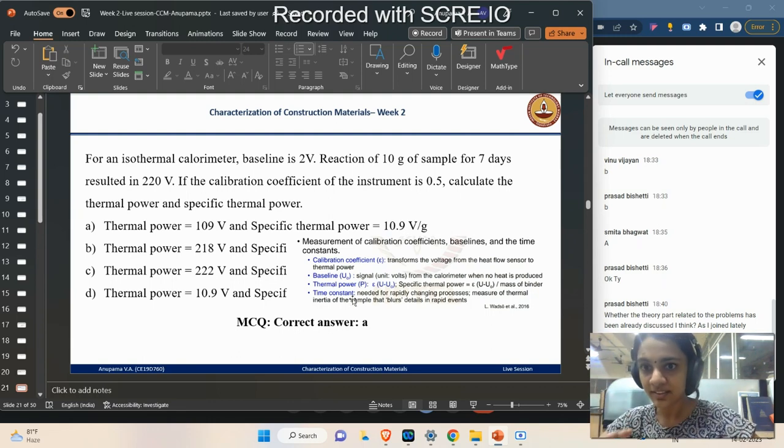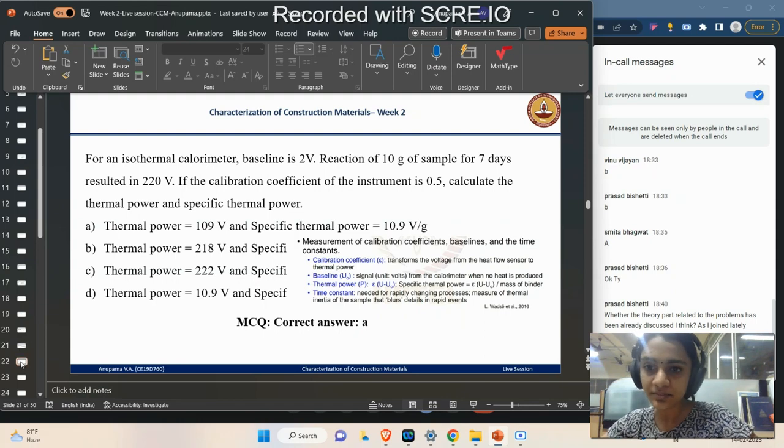So thermal power is calibration coefficient into U minus U naught, where U is the volt or the output at a particular number of days at a particular duration, and U naught is the baseline whenever there is no heat production. And the specific thermal power is the thermal power divided by the mass of the sample you kept inside the isothermal calorimeter. So here the correct answer becomes A, that is 109 volt as thermal power, and specific thermal power is 10.9 volt per gram. Okay, let's move to the next question.